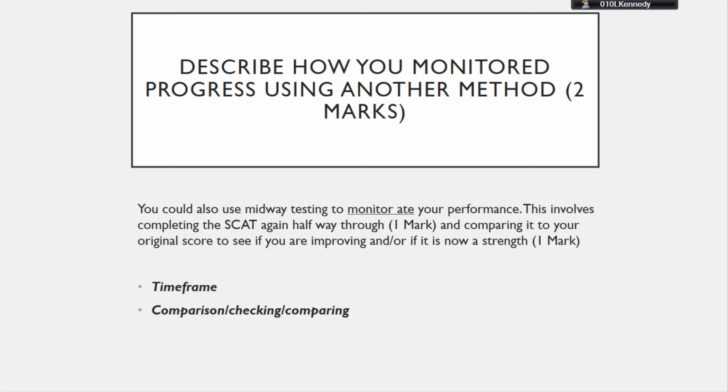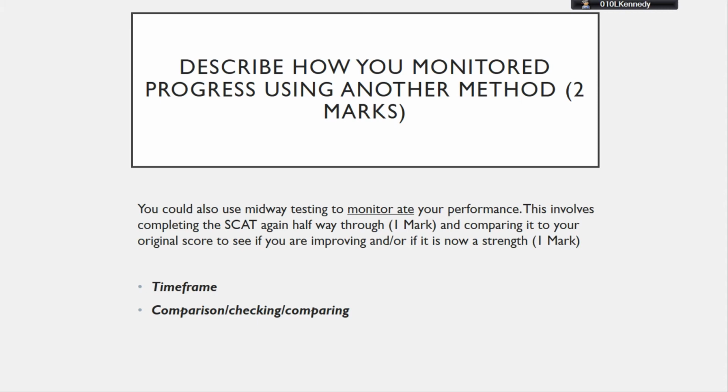You could also use Midway Testing to monitor your performance. This involves completing the SCAT test or the focus and concentration test or the roles and responsibilities test, doesn't matter what you said there, again halfway through. So you're halfway through your development. We're going to do it again, but this is what you're halfway through. You're doing midway testing. That's your 1 mark. It involves using the SCAT test, completing it again halfway through, and comparing it to your original score to see if you're improving and or if it's now a strength, and that's your 2nd mark.